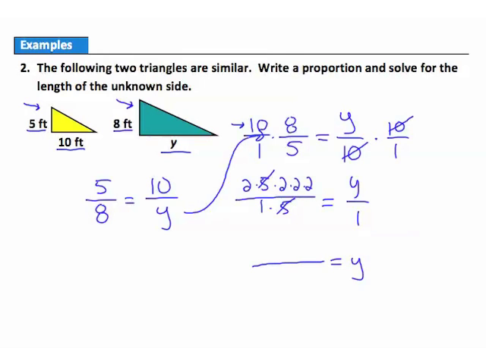In the numerators going across the top here, 2 times 2 is 4, times 2 again is 8, and then 8 times 2 is 16 over 1. So I'm going to get that y is equal to 16 feet, since I was measuring in feet for that missing side. So we can come up here in our picture and say that y is 16 feet in length.